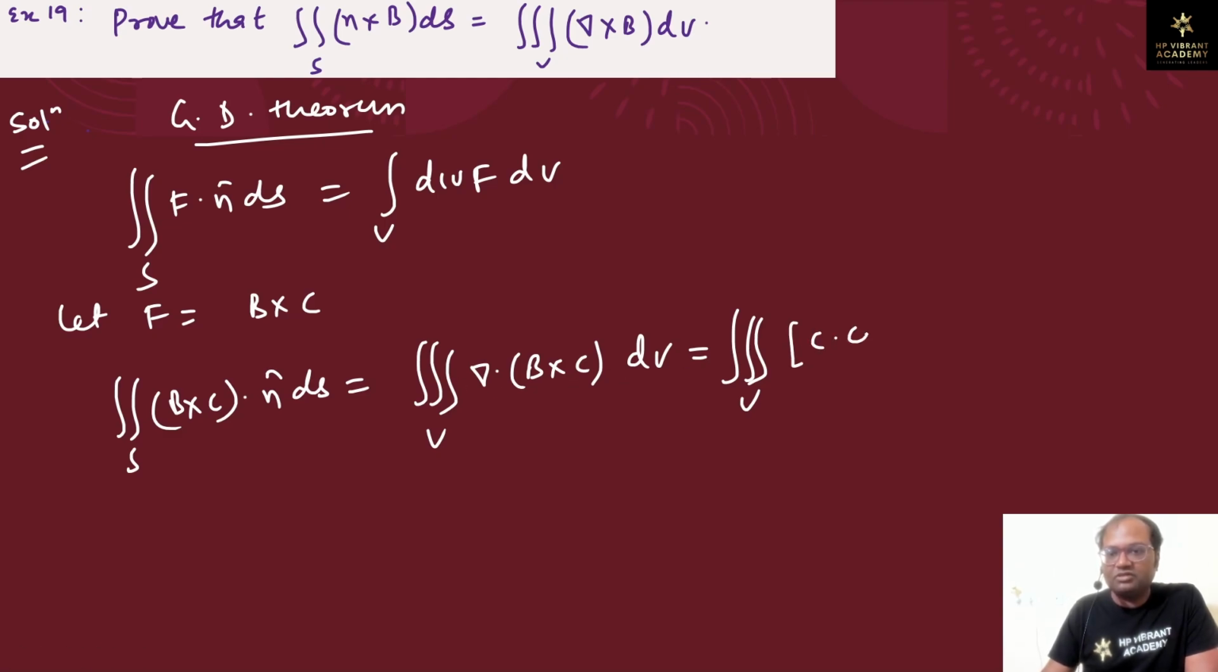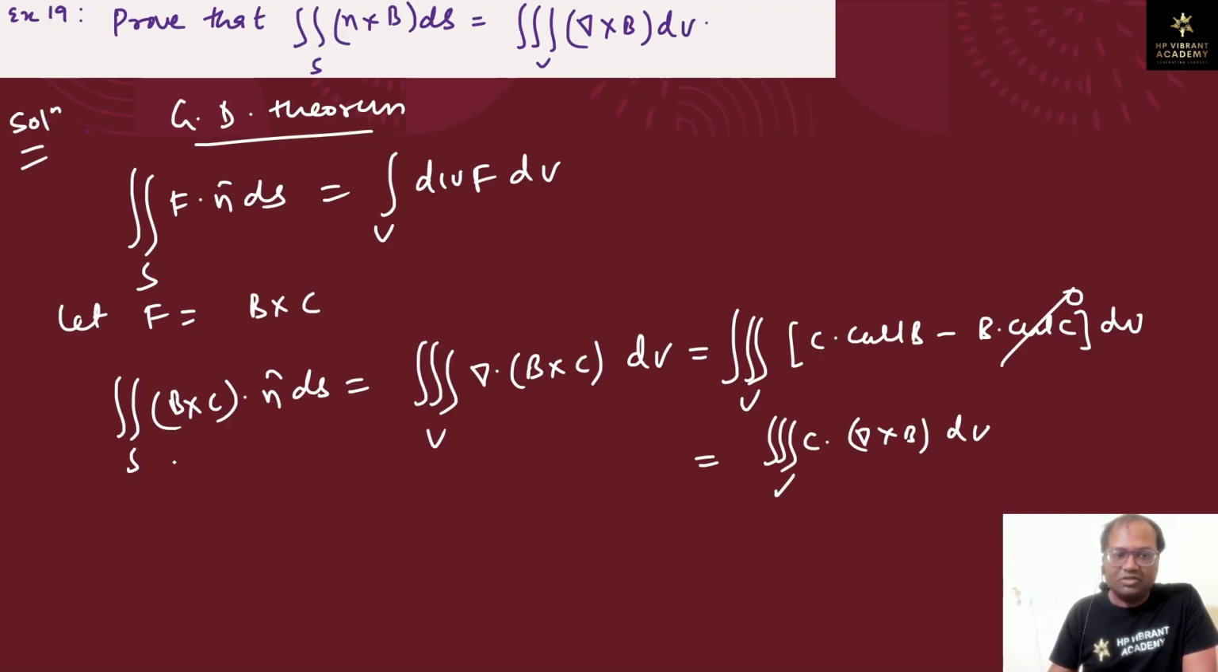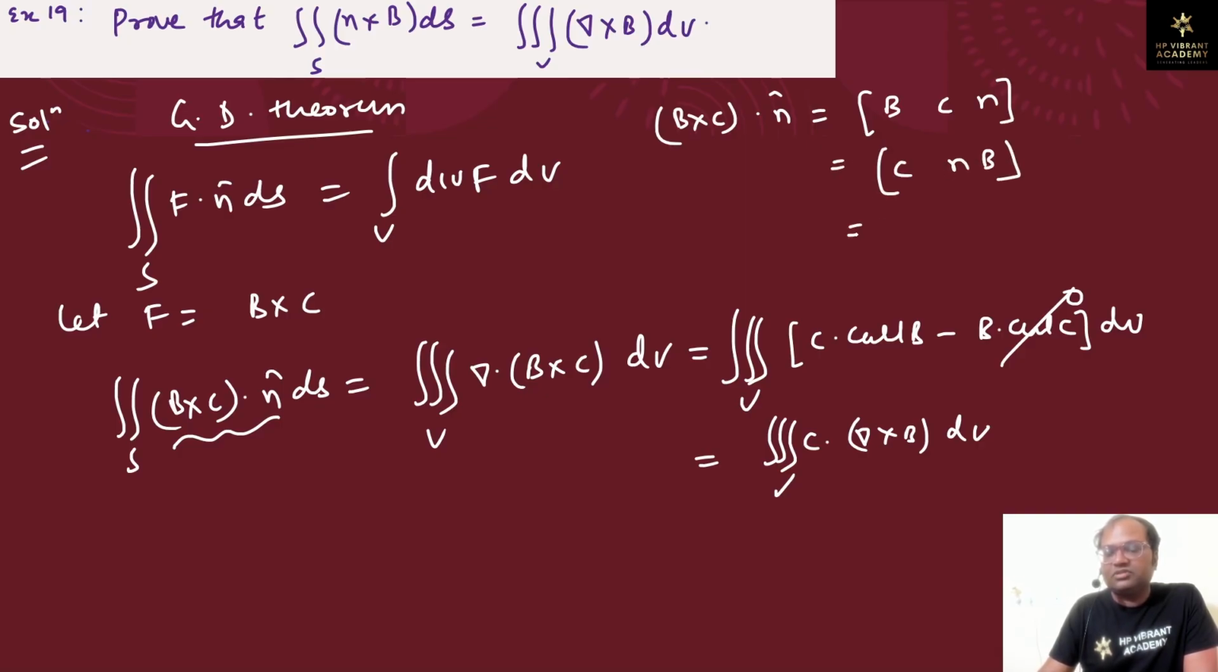So this is nothing but c dot curl of b minus b dot curl of c dV. Curl of a constant vector is 0. So this is nothing but c dot del cross b dV. This is a volume integral. Let us expand this. We have b cross c dot n cap. This is a scalar triple product b, c and n. This we can write as c, n, b, which is equal to c dot n cross b. So this is nothing but c dot n cross b dS, a surface integral.